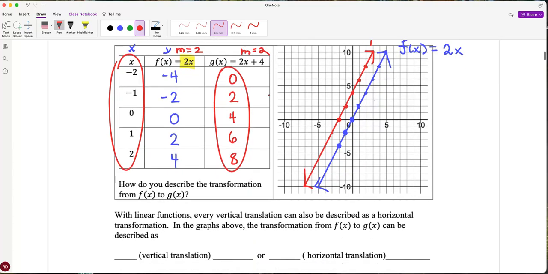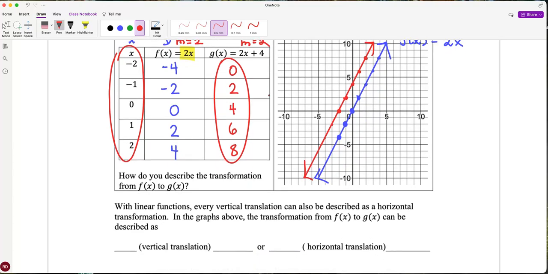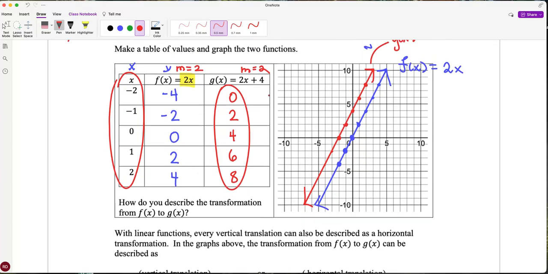Now if we want to see the relationship between these two lines, how do I, if I started with the blue f of x and I shifted to the red g of x, what is the transformation? Let's just look at it point by point. This point moves to here. This point moves to here. This point moves to here. So in every case, 1, 2, 3, 4, I'm moving up 4. So I'm moving up 4 every time. So the transformation is that g of x equals f of x plus 4.